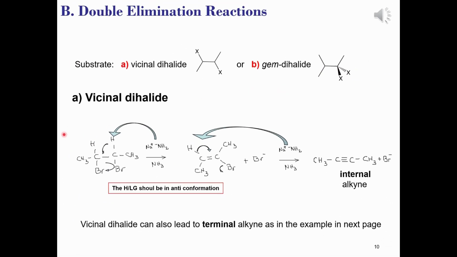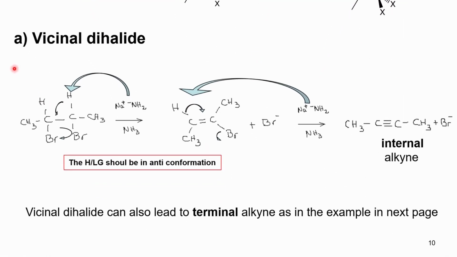Now in terms of using the vicinal dihalide, what happens is that a beta hydrogen is abstracted by the first of two equivalents of sodamide that are in the reaction pot. Now the hydrogen and the bromine leaving group in this case have to be in an anti-conformation in order for this concerted process to take place. Once the trans-alkene is formed in situ, then that second equivalent of sodamide comes along and is able to abstract the vinylic hydrogen in another concerted process to kick out the bromine leaving group. But again, there has to be the anti-conformation.